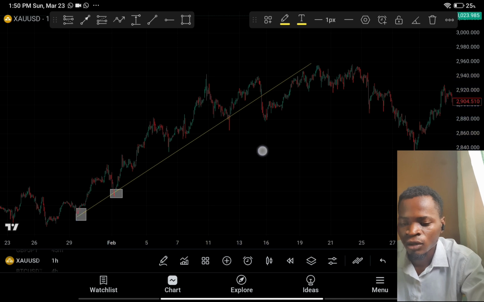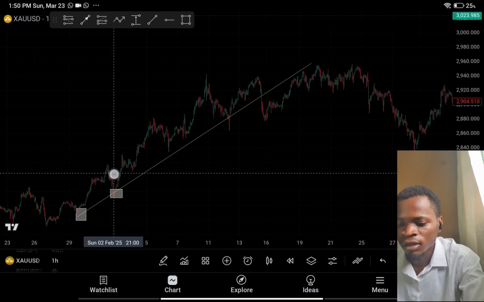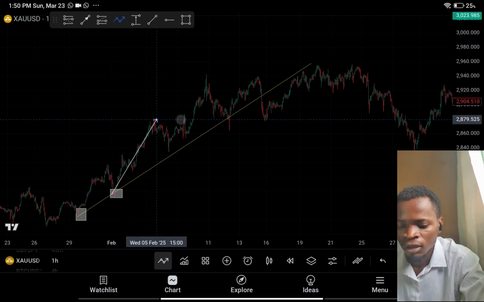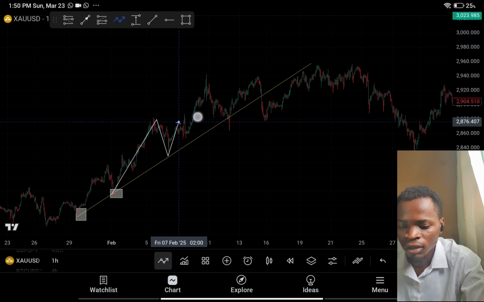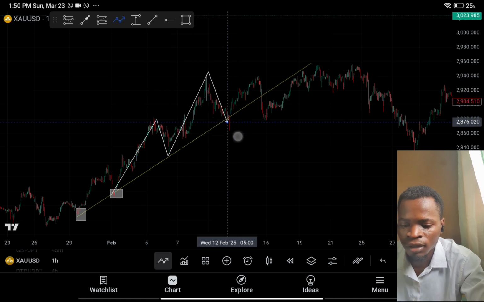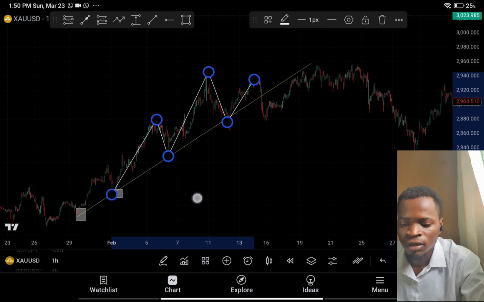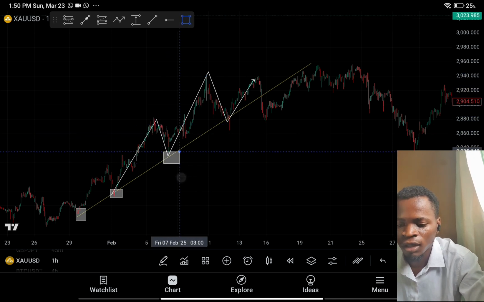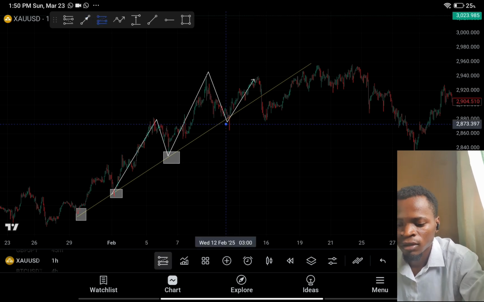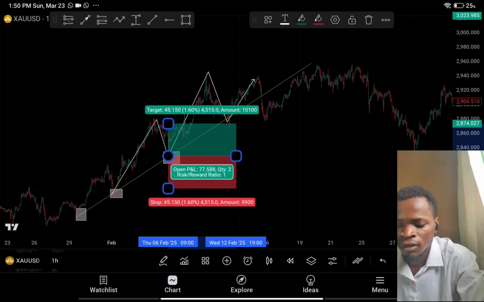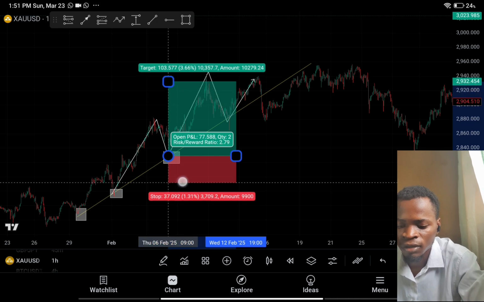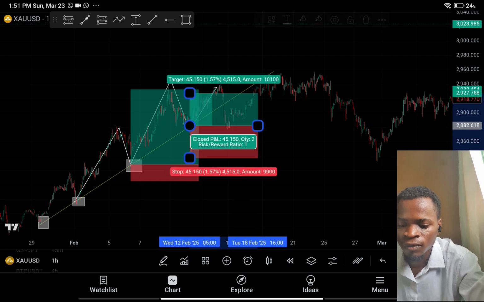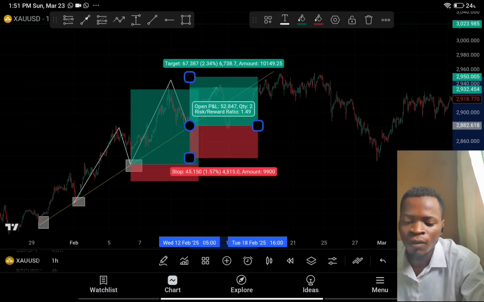You understand? So as you can see, price bounced off from this point, came here, bounced again, came here, bounced again. Can you see? So this is our point of interest. This is the first touch. You would have taken a buy position from this place, and you would have also taken another buy position from this place. Can you see how easy trend line works?